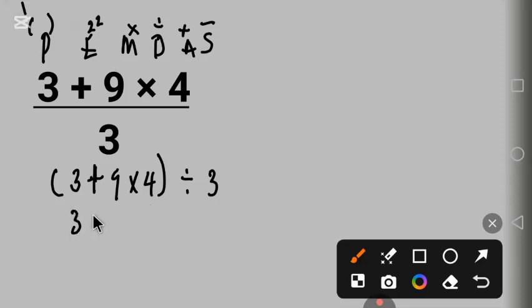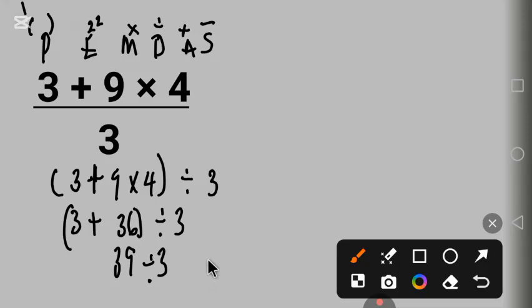So we have 3 plus 9 times 4, which is 36, in parentheses, divide by 3. 36 plus 3 is 39. Divide by 3. 39 divided by 3 will give us 13. This is the correct answer.